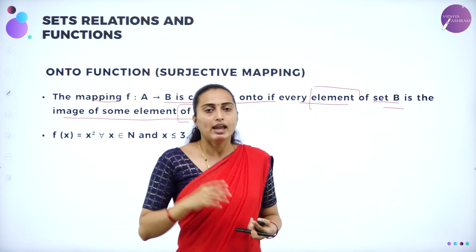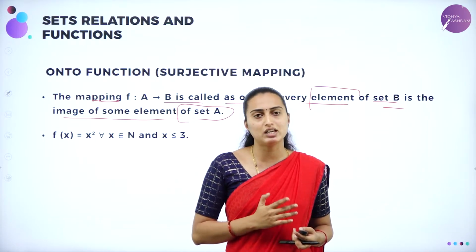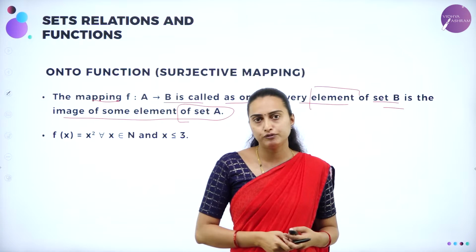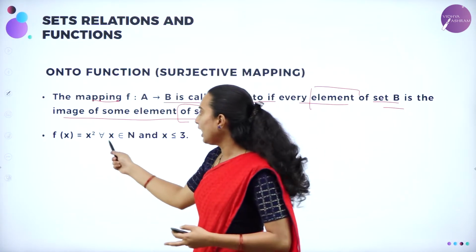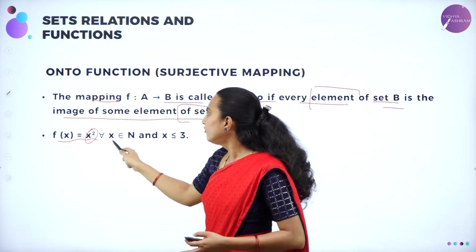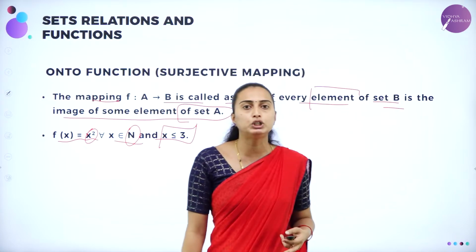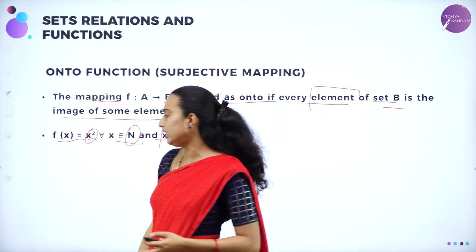So that means every element of set B will have a pre-image in set A; that is known as the onto function. What is that? I have taken an example here: f of x is equal to x square for all x belongs to the natural numbers, but x should be less than or equal to 3. Let me write it down here.